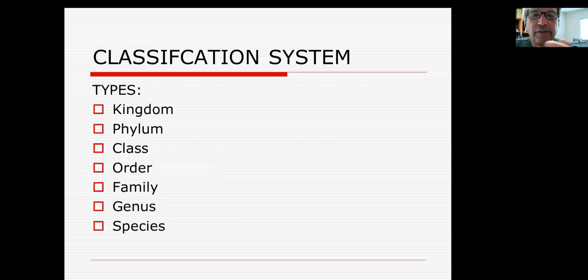But when you look at the classification system, the largest is the kingdom for plants, and then it goes to the phylum, the class, and then below that, order, family, genus, and species. Well, you have the same thing.